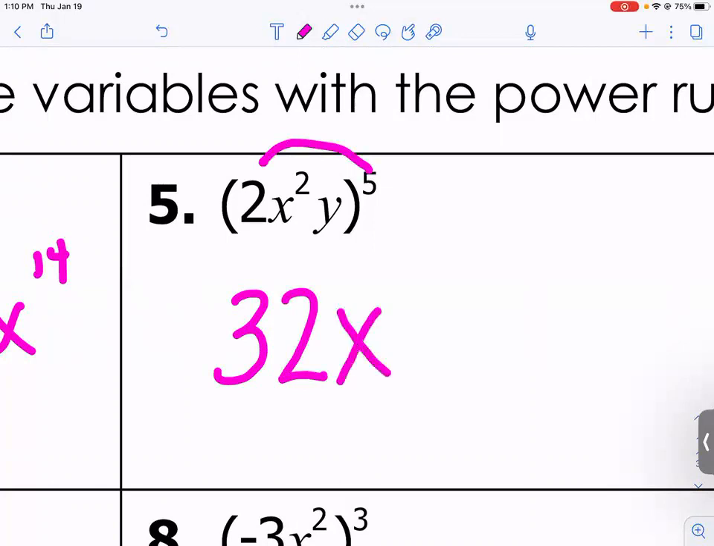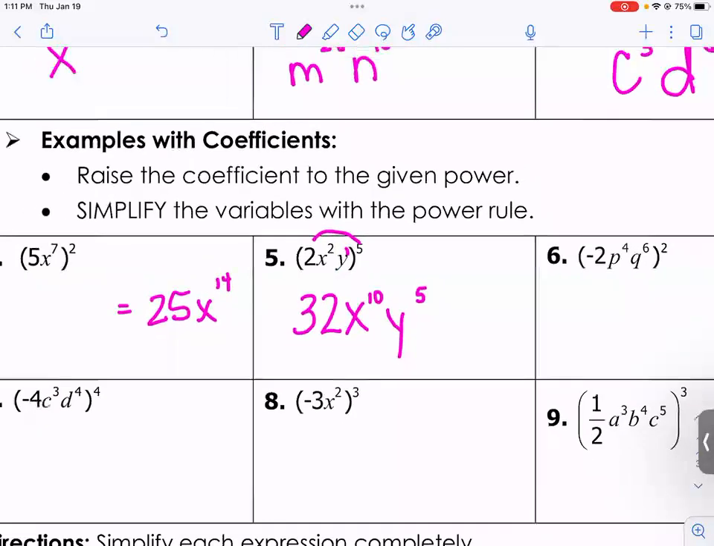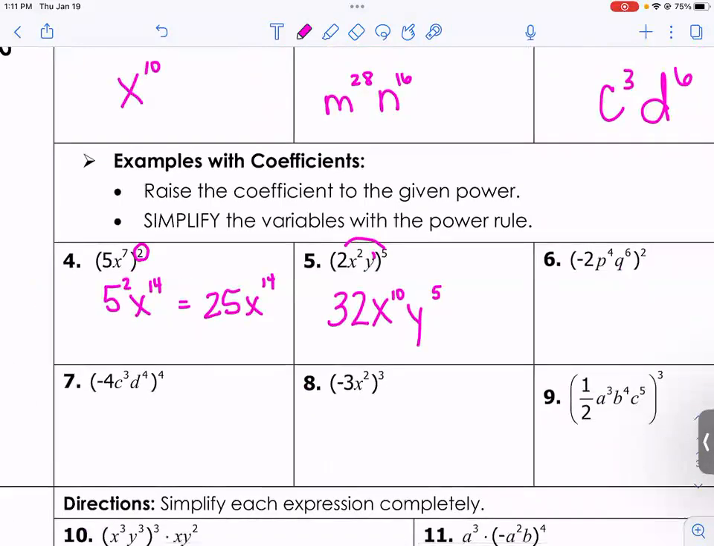Yvonne, what do we put for our exponent for x? X squared to the 5th. Good. And then this y, there's nothing there, so we assume it's 1. So Amelia, what's our exponent for y? Good. Okay.